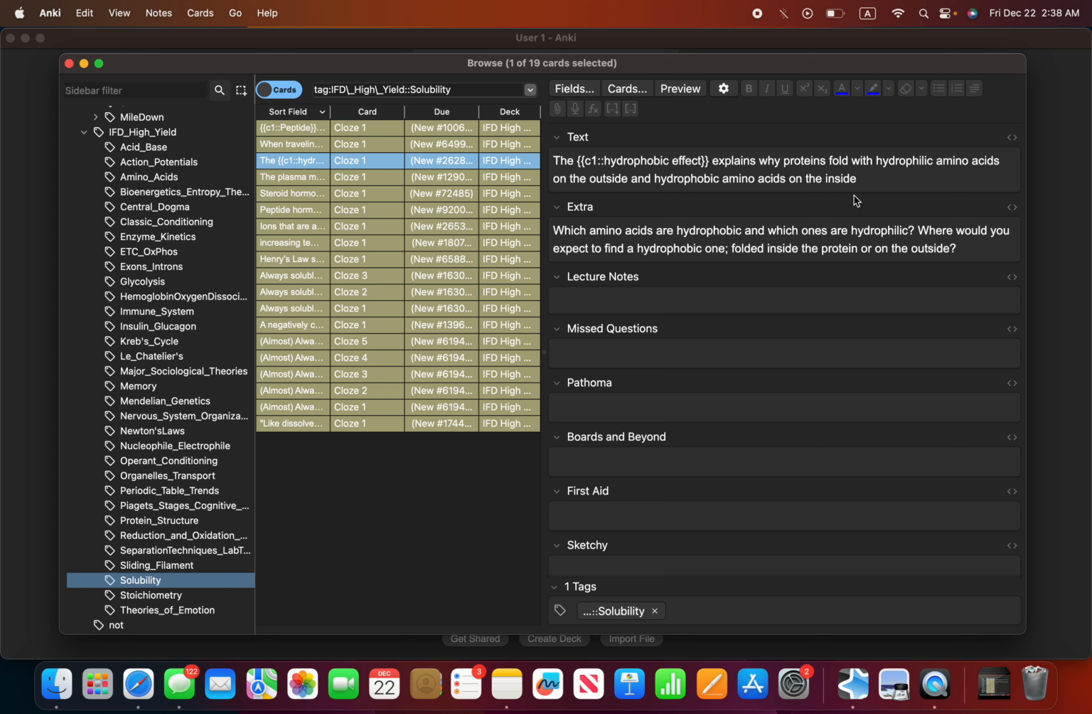And which amino acids are hydrophobic and which ones are hydrophilic? Some are like hemoglobin, right? Where would you expect to find a hydrophobic one? Folded inside the protein or on the outside? So hydrophobic ones mean nonpolar, right? And you expect them to be like the lipid soluble hormones.